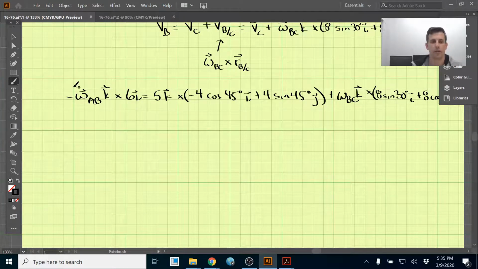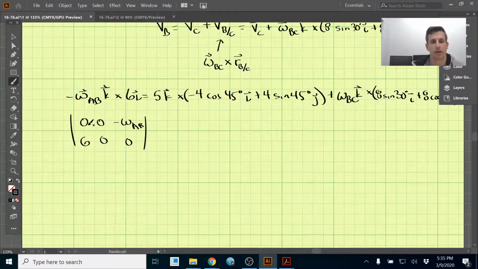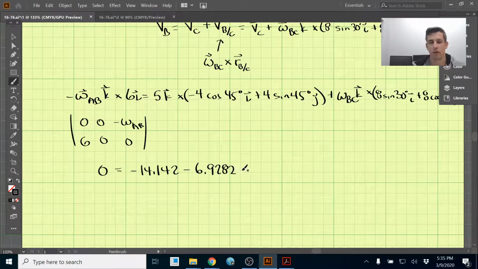So this side of the equation will have no component in the i direction. If you take a look at this, if we were performing the cross product here, we would block out the i direction. We'd have no component in the i direction here. So the i direction equation is 0 equals negative 14.142 minus 6.9282 omega BC.